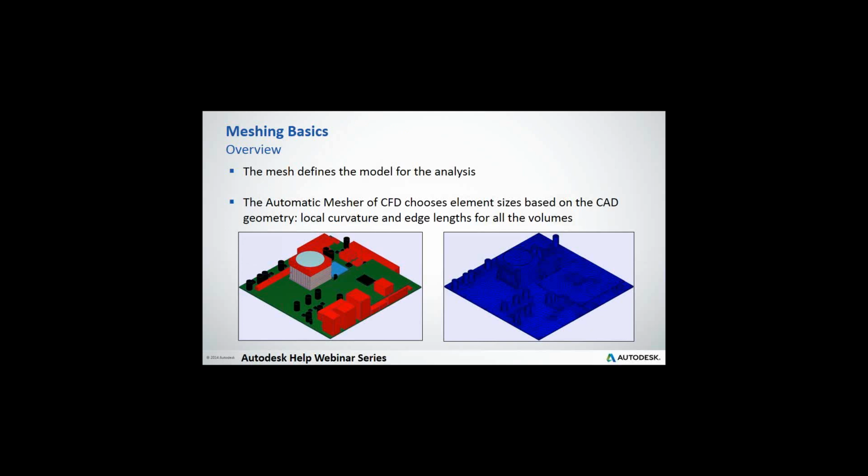So CFD sets tighter mesh elements over the heatsink, for example, on this model, over the capacitors, to capture the high gradients of temperature due to heat generated by these components.